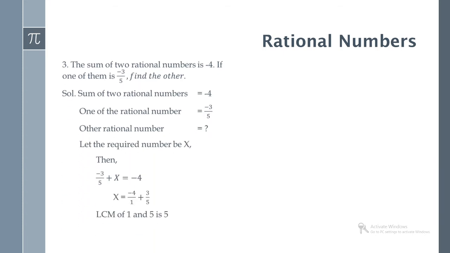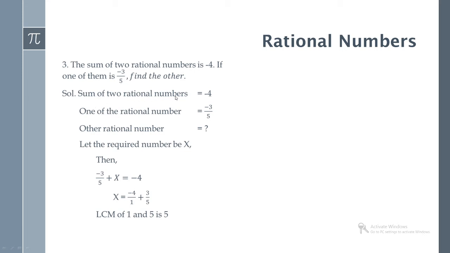Now coming to the word problem. Be careful here. The word problem is: the sum of two rational numbers is minus 4. If one of them is minus 3 by 5, find the other.